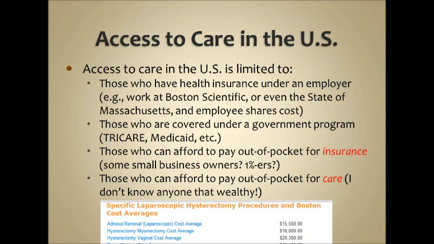If you have ever seen a bill for how much it actually costs to do a surgery, you would see that probably nobody in the U.S., or very few people anyway, could even afford to pay out of pocket. For example, at the bottom of the slide, you will see a hysterectomy. A hysterectomy vaginal cost average in Boston, where I live, is about $20,000. Can you think of even rich people you know who could just fork over $20,000 to get a hysterectomy?